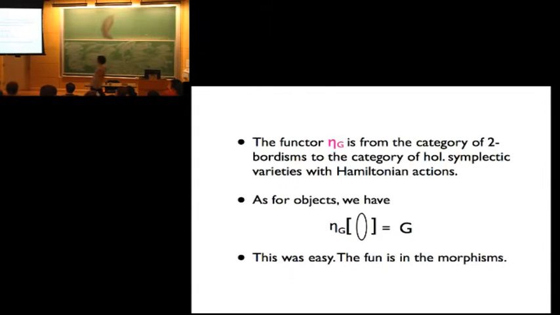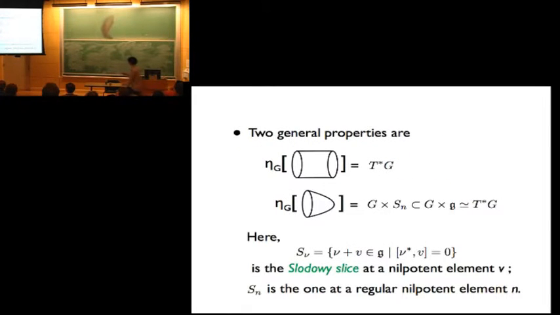So what are the properties? As for objects, because it's a 2D TQFT, you just have to assign something to S1. And I just assign this G itself to this S1. This is how this G, subscript G, enters. So this was easy. The fun is in the morphisms. Two general properties are these. The identity between the two S1s is the object I just told you, T star G. And this capping off of S1 to nothing is, basically, a cotangent manifold to a homogeneous space. But for our purposes, it's more natural to define it as a subspace of T star G, where this second component is restricted onto the Slodowy slice associated with a nilpotent element, a regular nilpotent element.